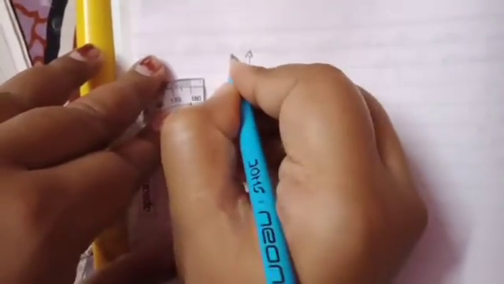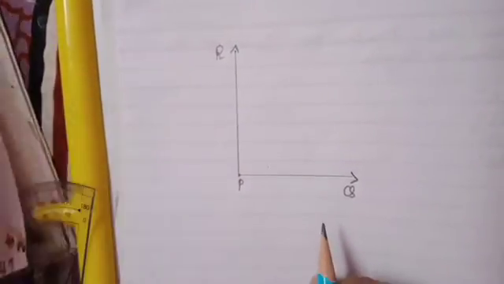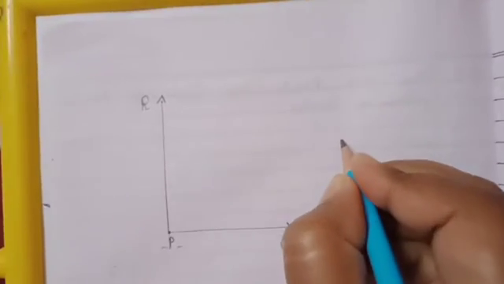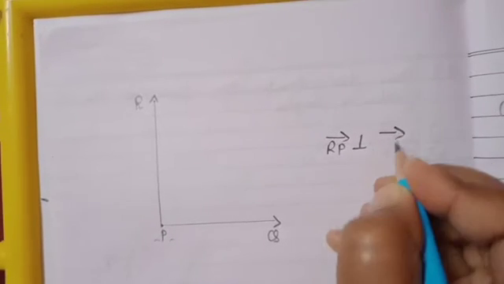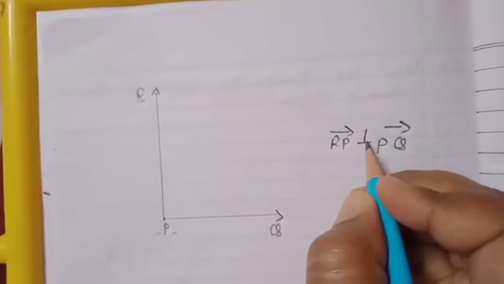In this we will give the name R. So it is a perpendicular to ray PQ. We will write this as ray RP perpendicular to ray PQ. Okay, this is the symbol of perpendicular. Now question number 2. Draw a ray MN.